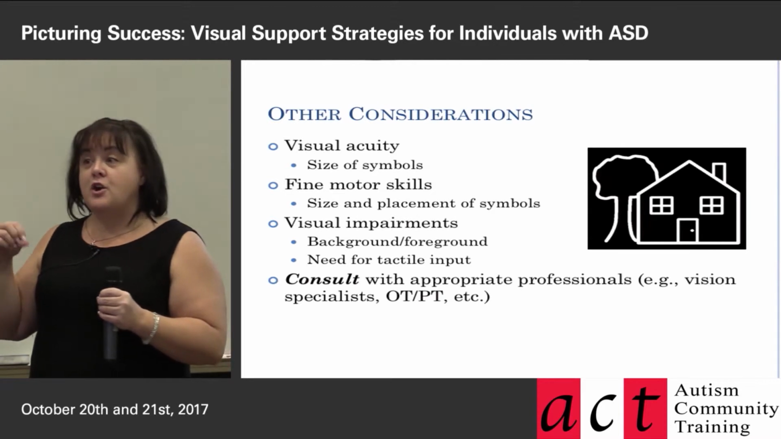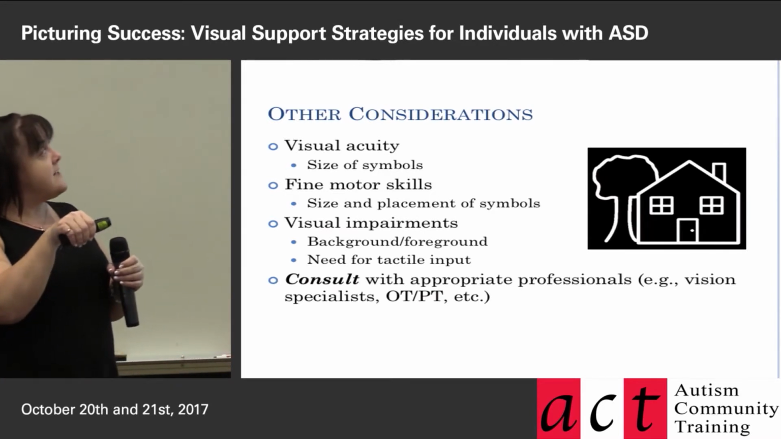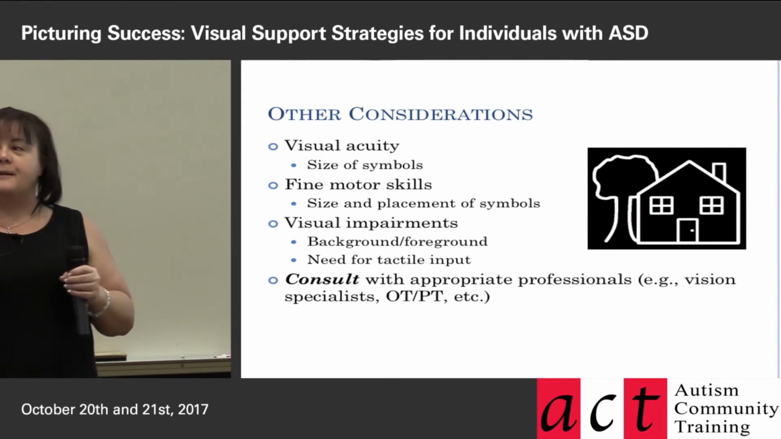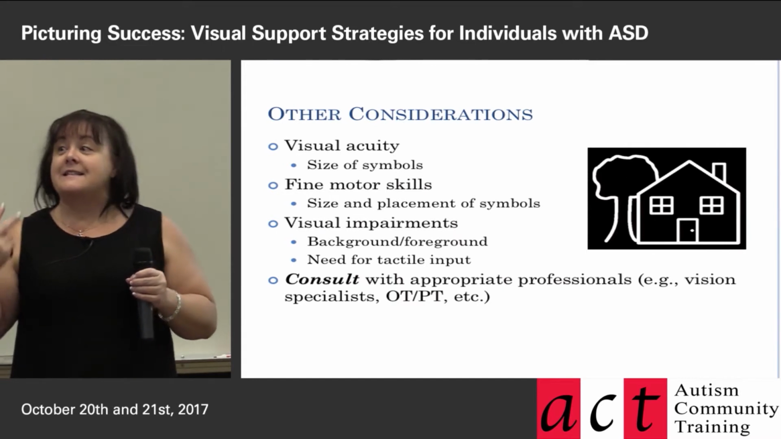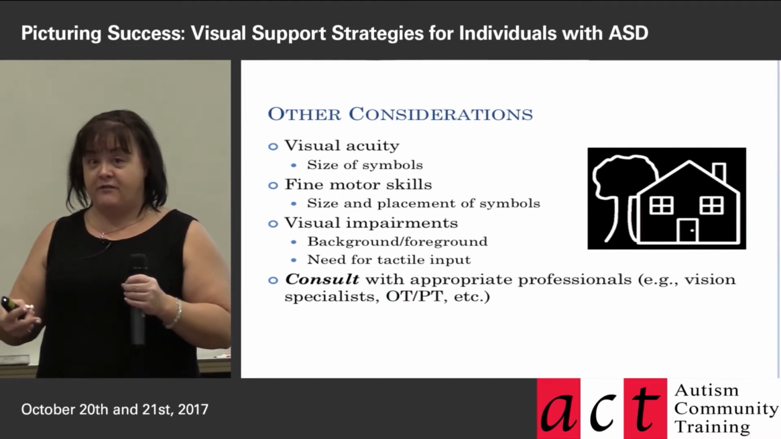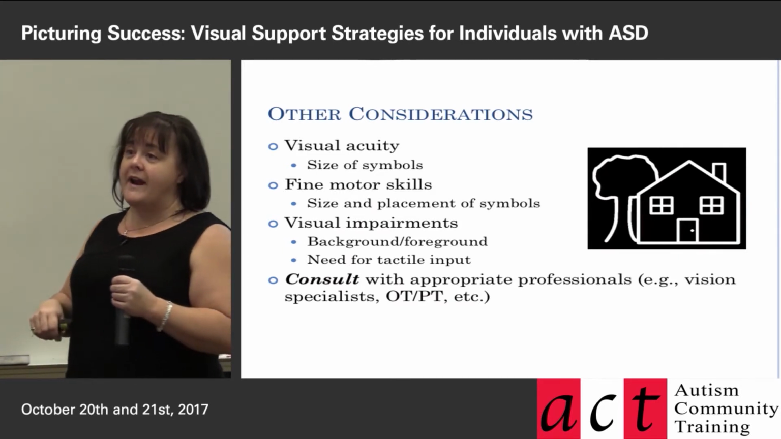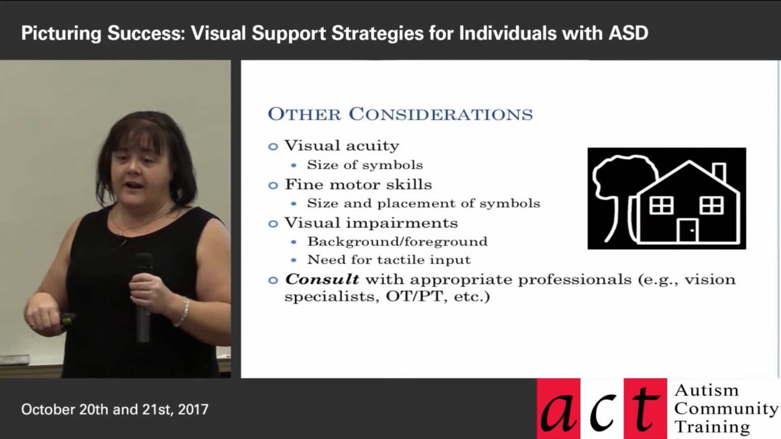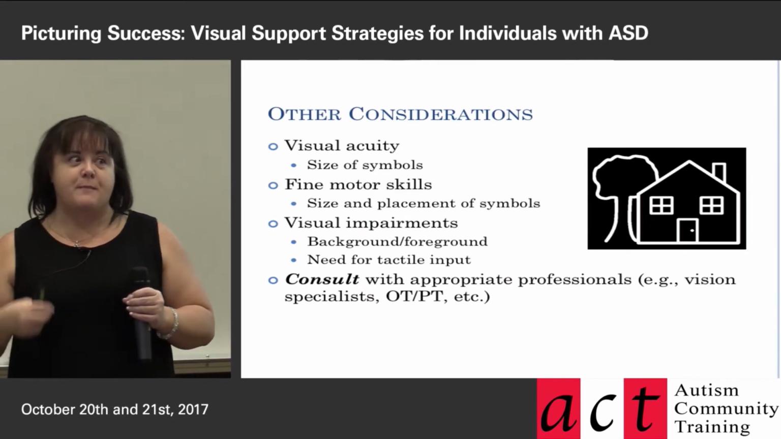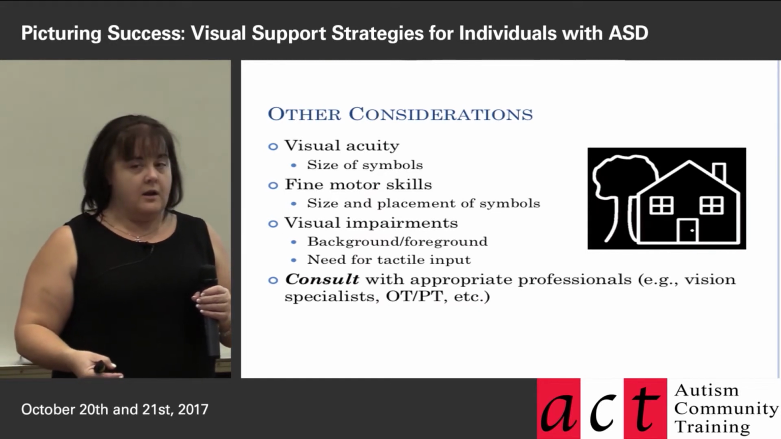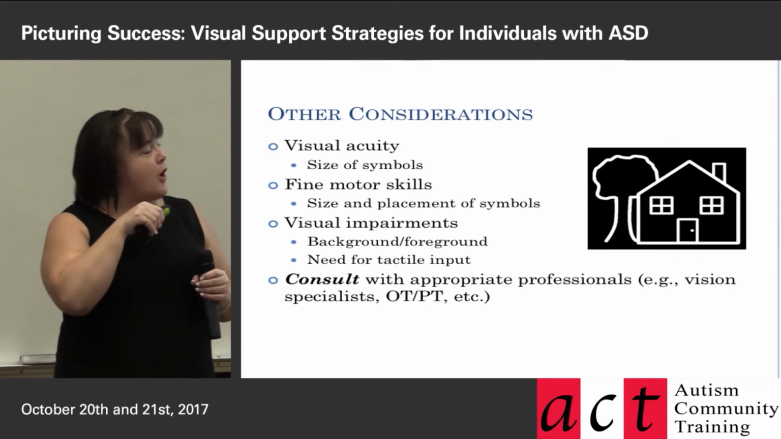If we're working with someone who has an actual visual impairment, sometimes what we need to do is what's happened with this symbol up here, we have to flip the background and the foreground. Many people with visual impairments can see things better when they have some usable vision if the background is dark and the lines are either white or yellow, right? So that might be something. Individuals with visual impairments might need tactile input as well, right? So all of those are things that you need to think about, and you should consult with appropriate professionals.